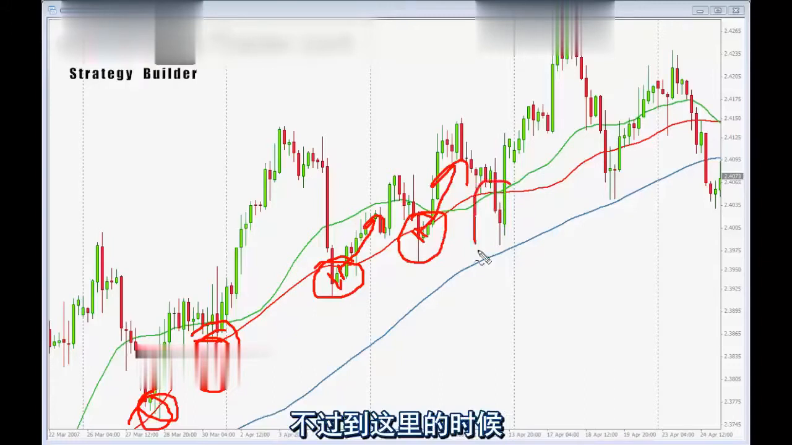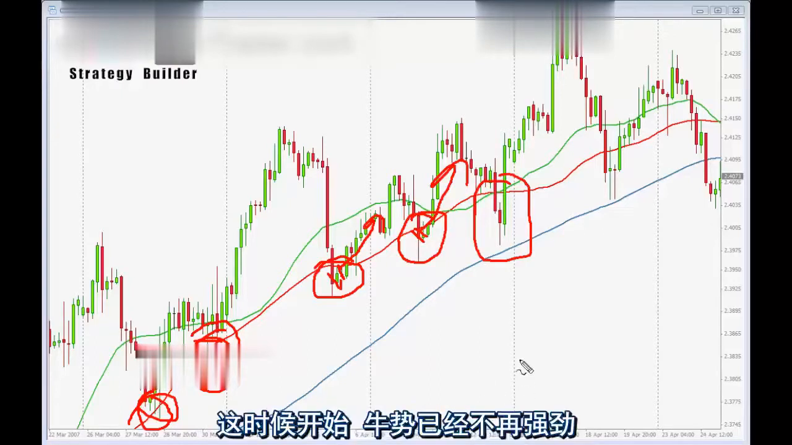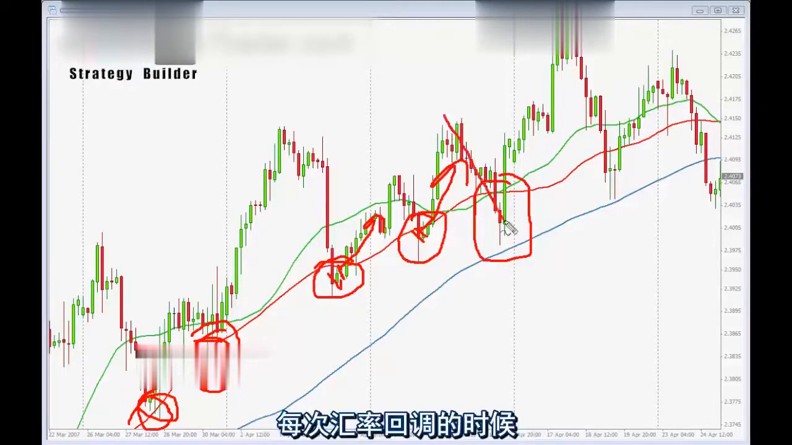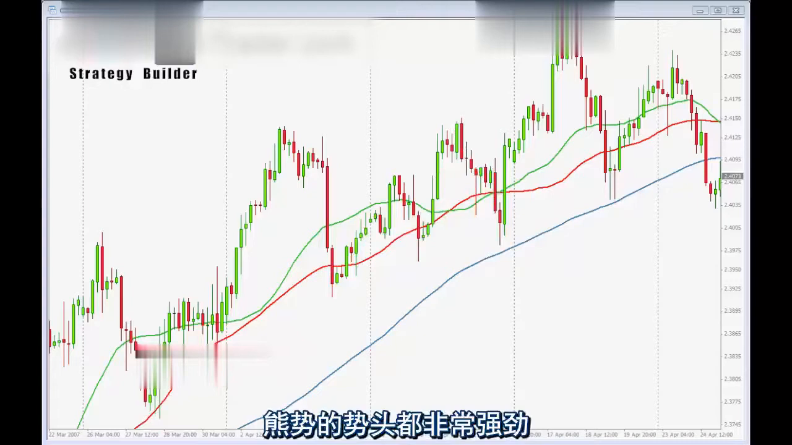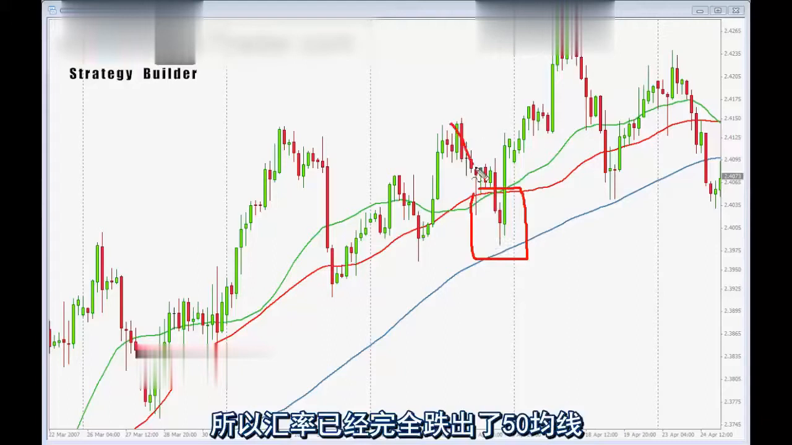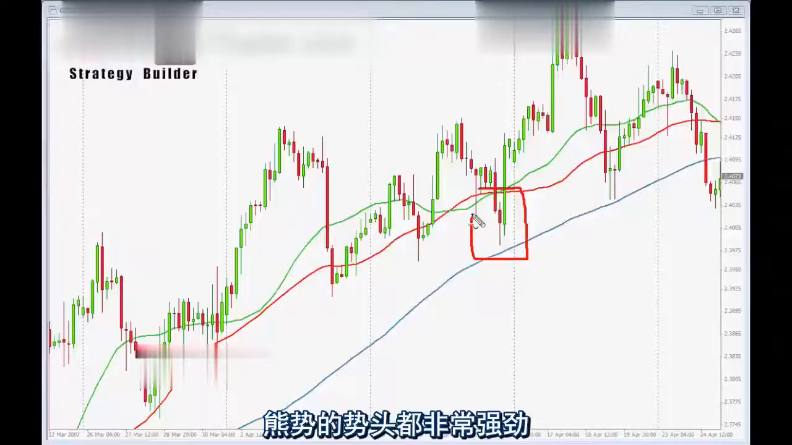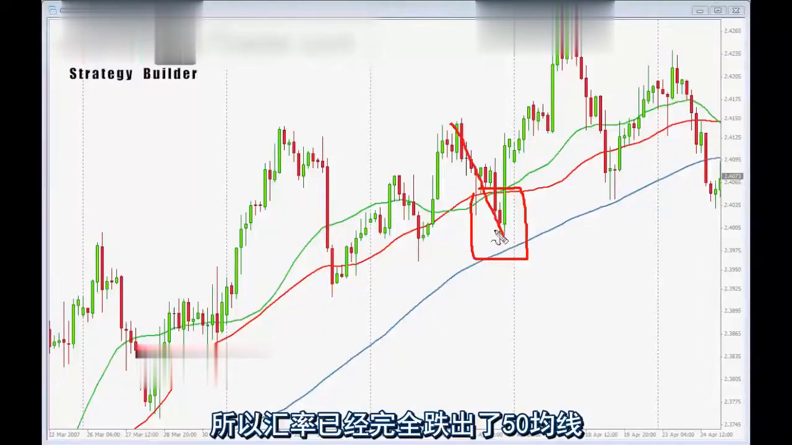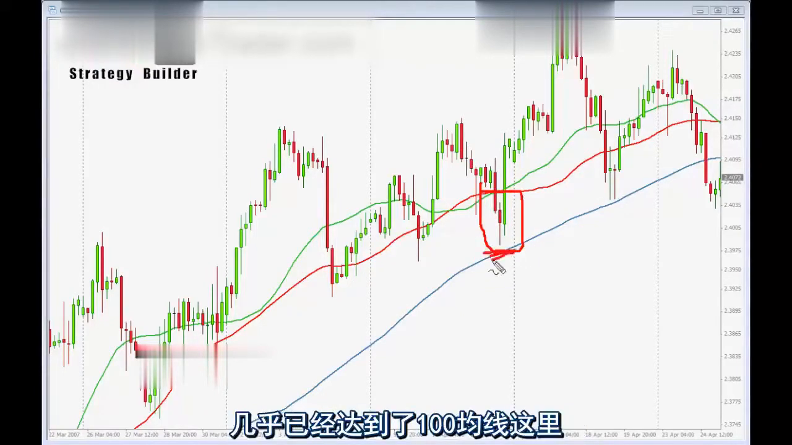But at this time, okay, the trend begins to show some weakness. We begin to see how the bulls are not totally in control of this trend. Every time price retraces, the bears actually show their teeth. They show the claws, and they've breached quite heavily into the 50. Okay, this is a serious dent into the 50. All right, it's gone almost all the way down to the 100.